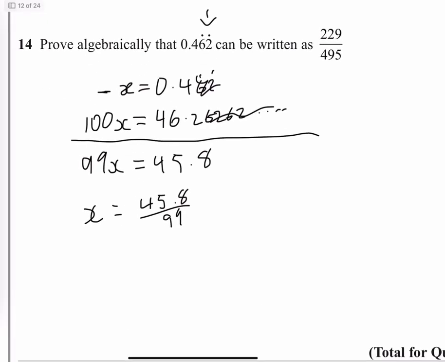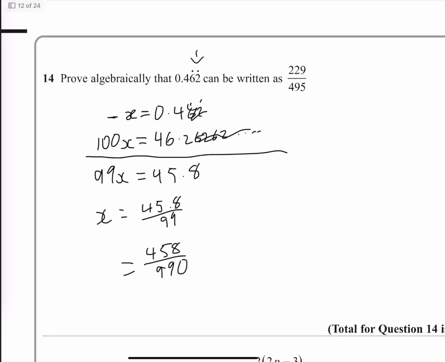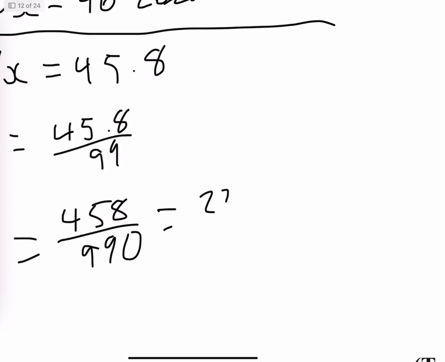We then need to times that by 10 essentially, to get it nice. And then if I just plug that into my calculator, it should hopefully drop out to 229 over 495 as they required. Great, moving on.